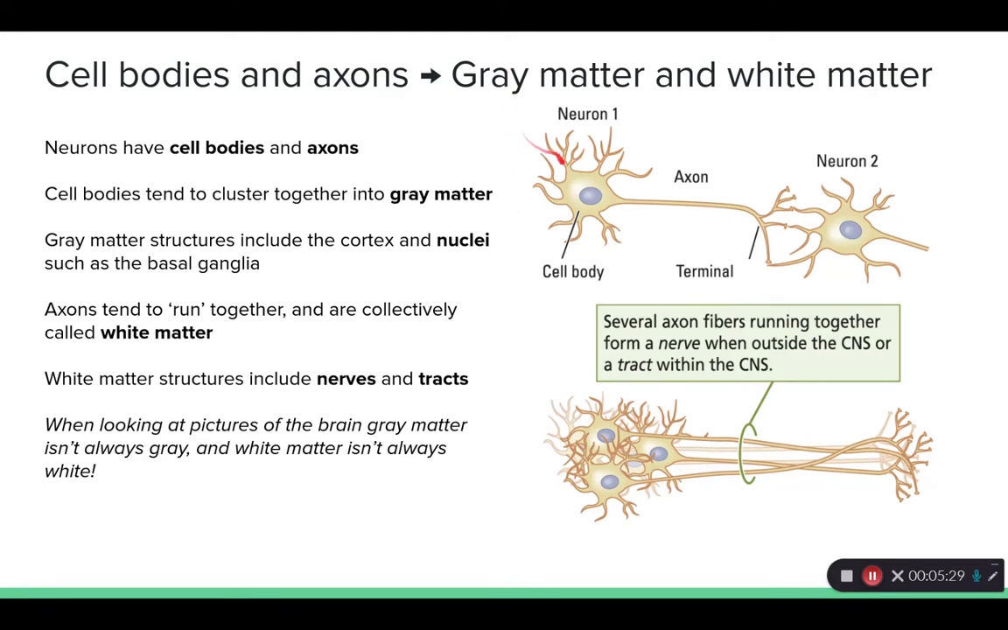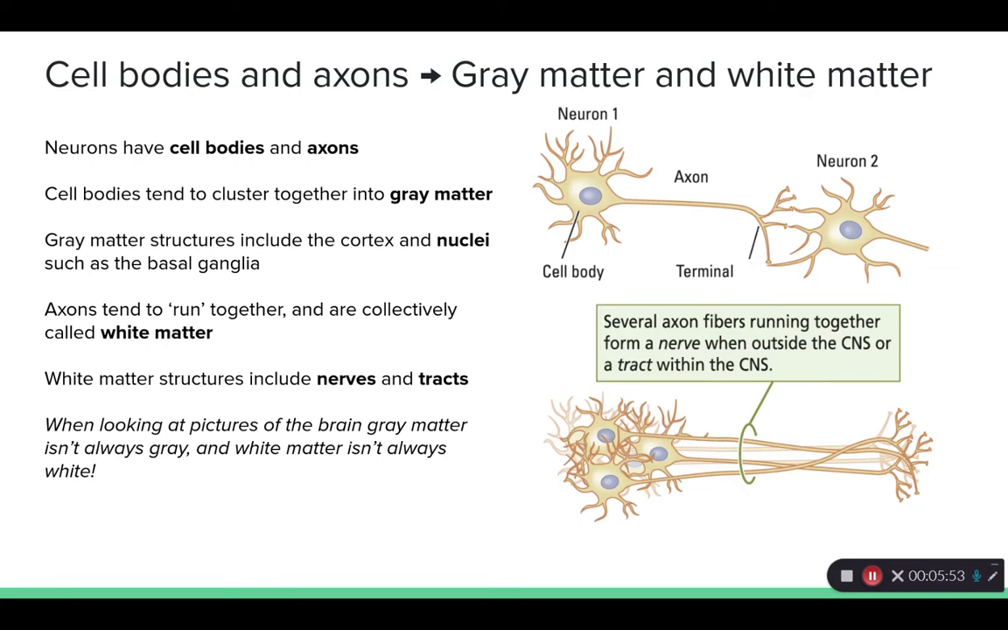Now, axons, as we'll learn later, can be these very long, extended processes. And when you have a bunch of axons that are all running in one direction, like we see down here, we call those tracts, white matter tracts, when they occur inside the brain. And we call them nerves when they occur outside the brain.